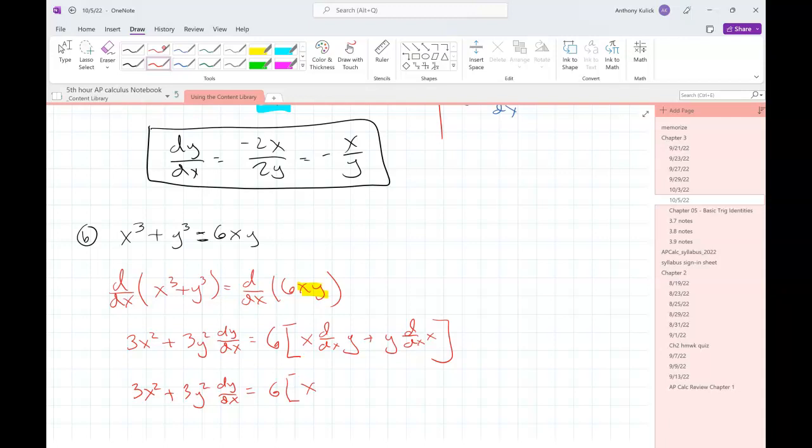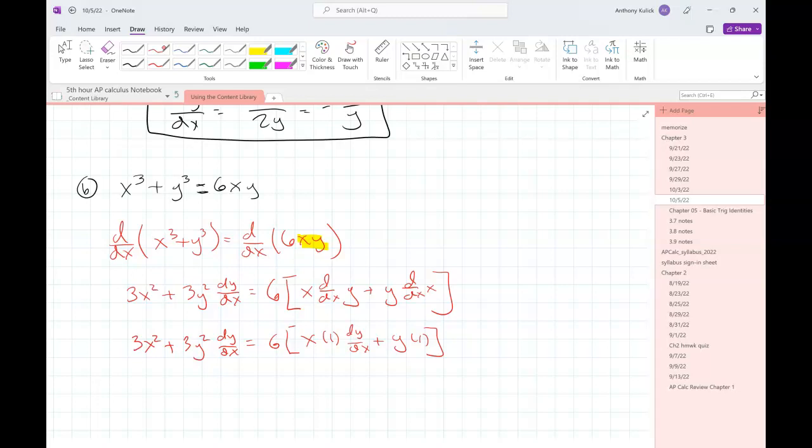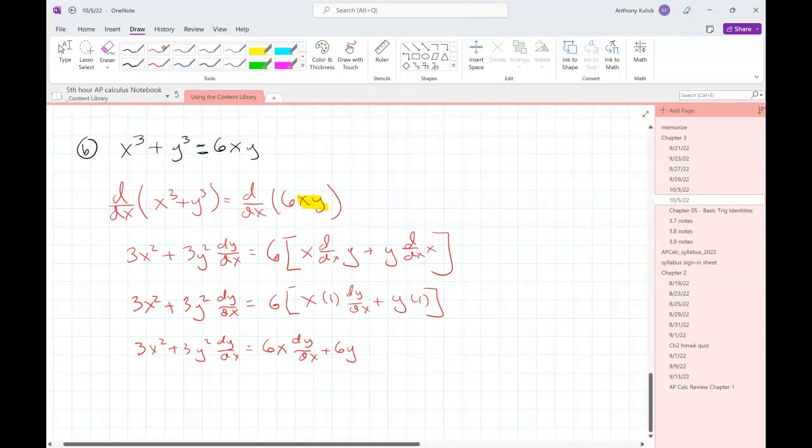So the derivative of y just becomes 1 dy dx, and the derivative of x just becomes 1. Then we'll distribute the 6 through, because I notice what has happened here is I have dy dx in more than one location, right? So I'm going to move the dy dx's so that they're on the same side, and the terms that don't have a dy dx, I'm going to move to the other side.